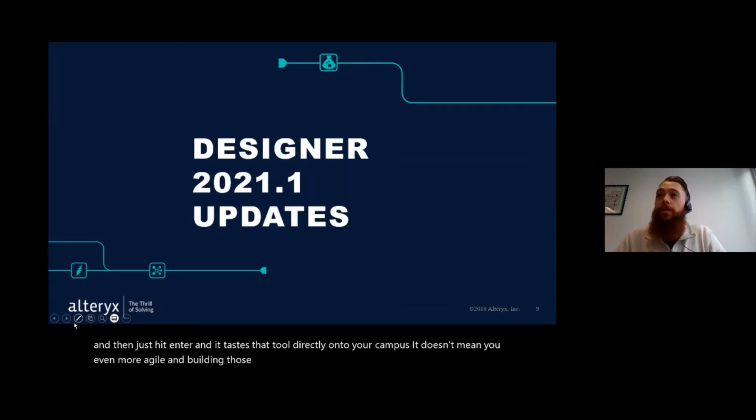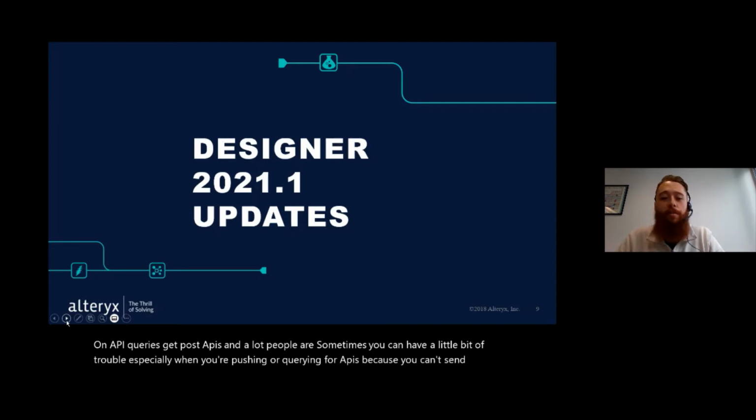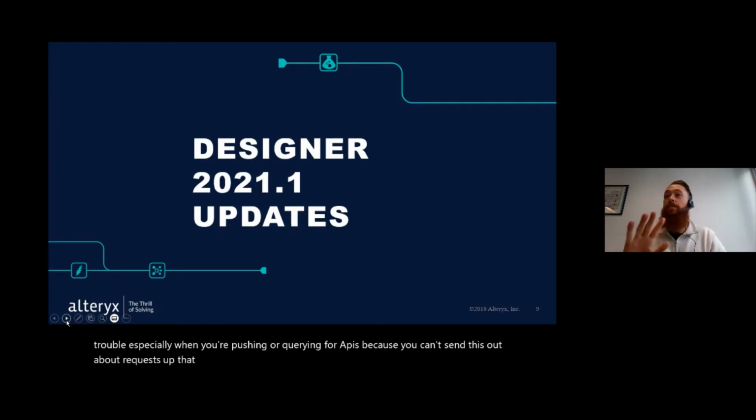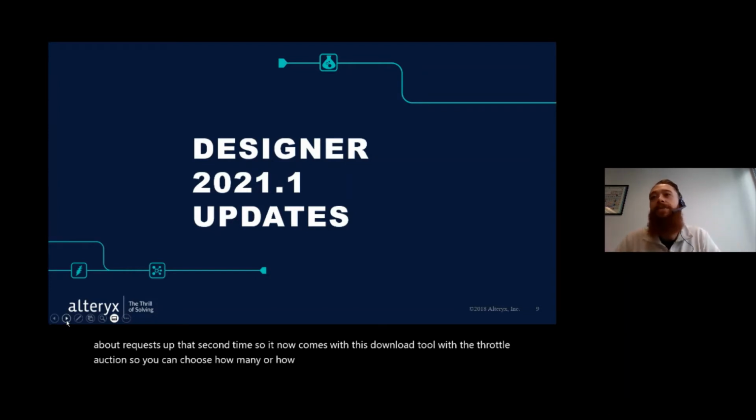The download tool has been updated now. If you're ever using the download tool to run API queries, get some posts from APIs, and a lot of people are, sometimes you can have a little bit of trouble, especially when you're pushing or querying from APIs, because you can't send a certain number of requests in a certain amount of time. So the download tool now comes with a throttle option. You can choose how many or how few requests to ping to your API at a time, so you don't run into any issues with querying an API too many times.